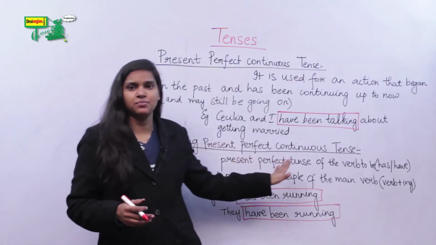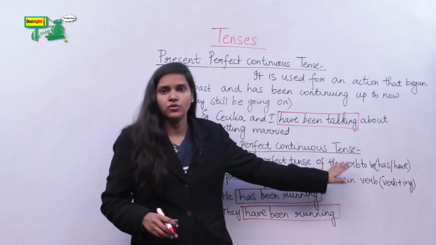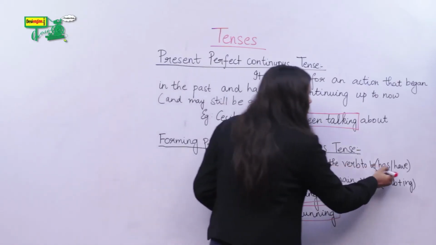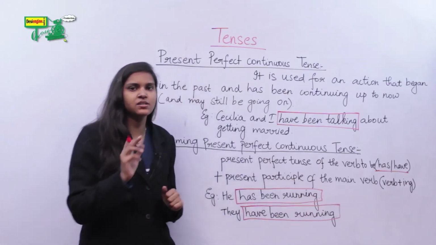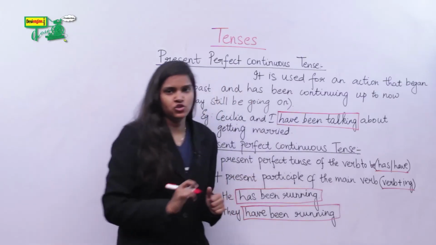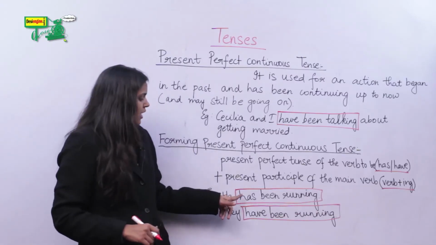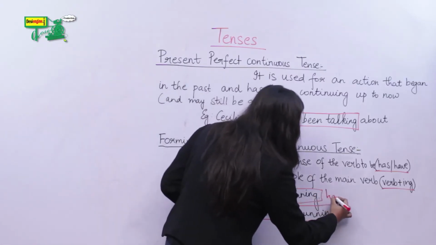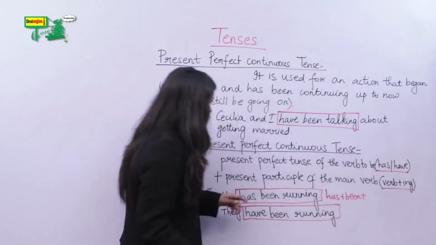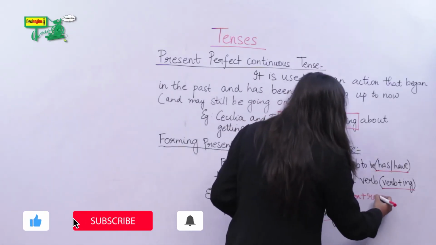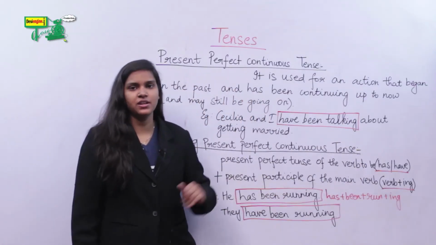Now, forming of the present perfect continuous tense. It is formed by adding present perfect tense of the verb to be, which is has or have, plus present participle of the main verb, that is the verb plus ing. For example, he has been running. Here, has plus been plus run plus ing makes the present perfect continuous tense.